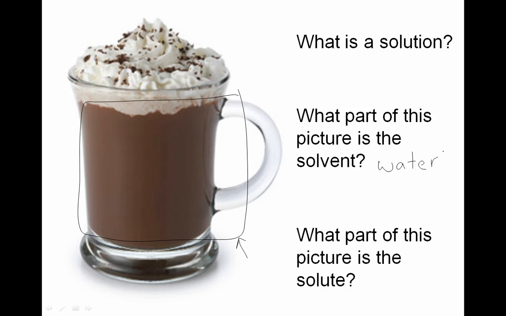And what part of this picture is the solute? Now the answer to that could be many things. It could be sugar as a solute, caffeine, cocoa, a little bit of the milk that gets dissolved into the solution. So the solute is the object that is dissolved into the solvent, present in the smaller amount. A solution is basically composed of two parts: your solvent, the thing that does the dissolving, and the solute, the thing that is dissolved. And notice there could be multiple solutes in the solution.